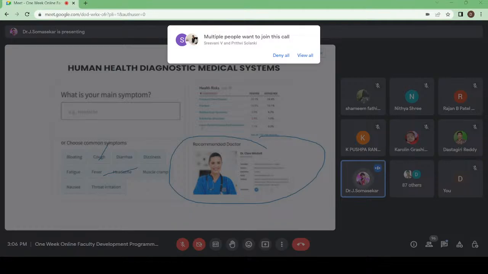We have this type of app also. Automatically we'll get a recommendation of the doctor. We can call this professional recommendations to patients based on their symptoms. So this is also one of the applications for the healthcare industry.